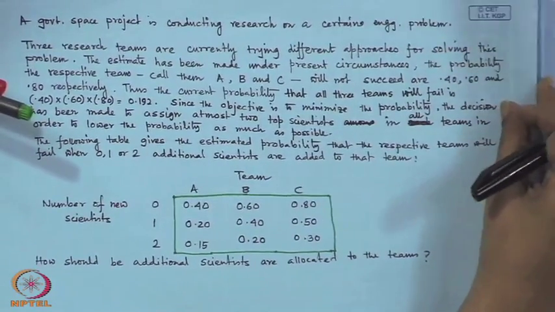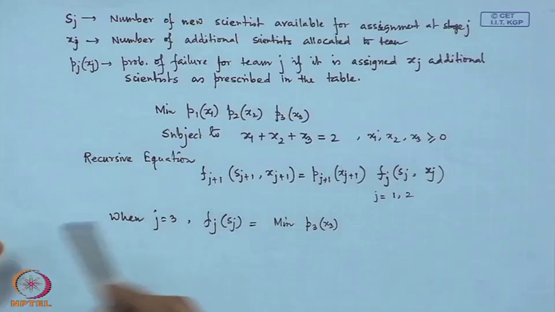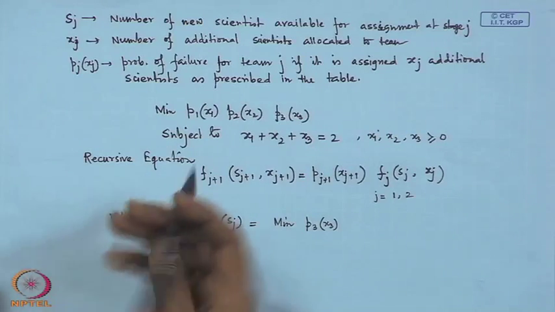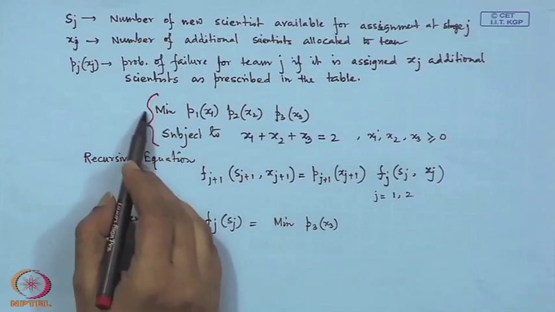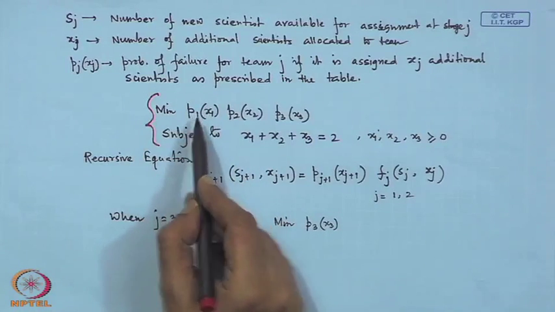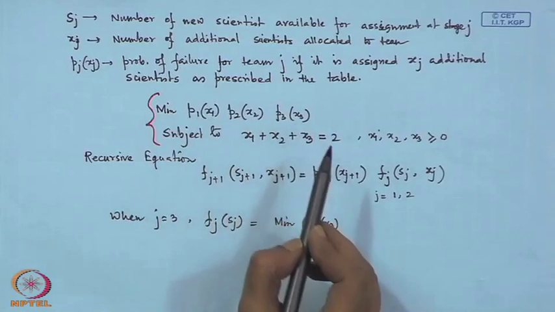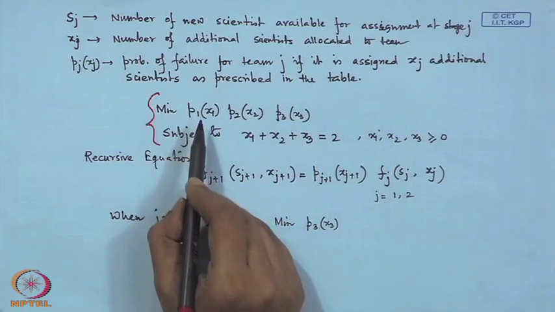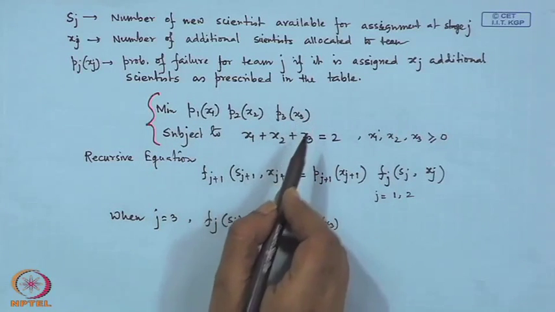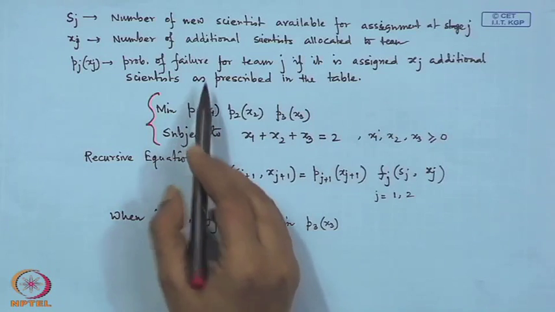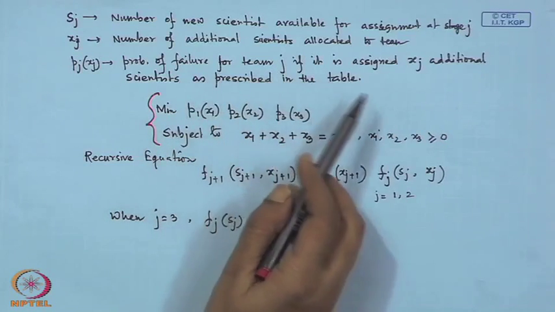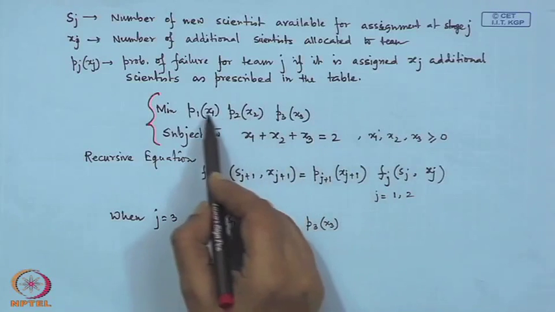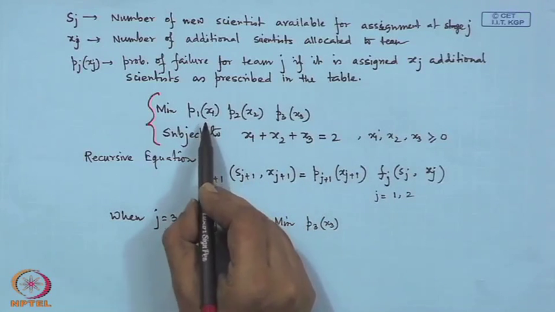In that way the stages are being constructed. Thus, we can say that this is the problem for us, that is minimization of the total probability of failure, that is coming because these are all independent events. That is why the total probability of failure would be multiplication of all events, and P1 x1 is the probability of failure for team 1 if it is assigned x1 number of scientists, x1 can vary from 0, 1, 2.